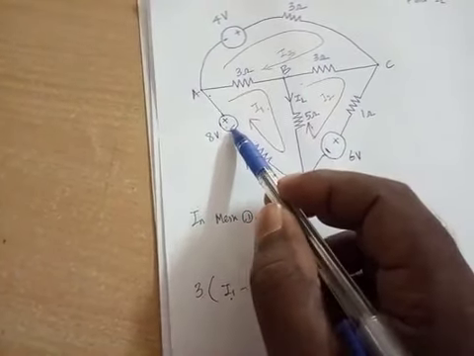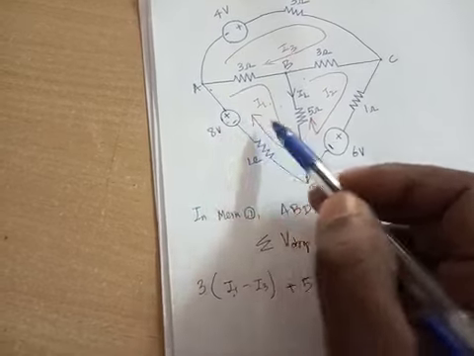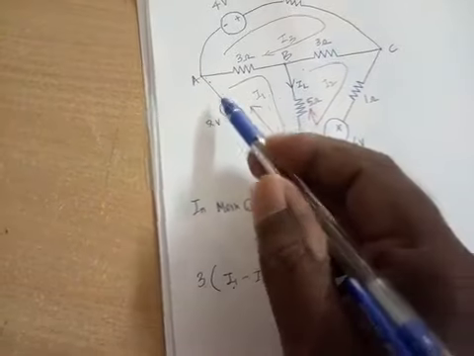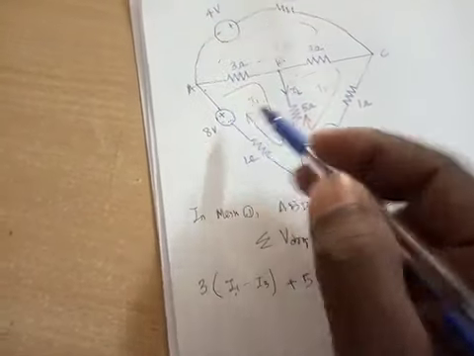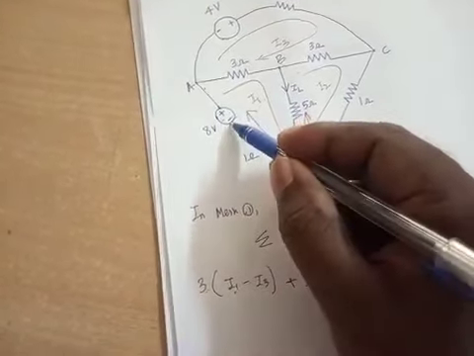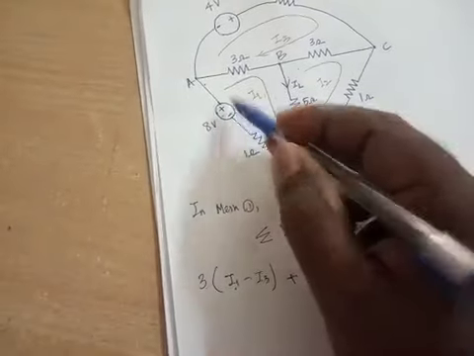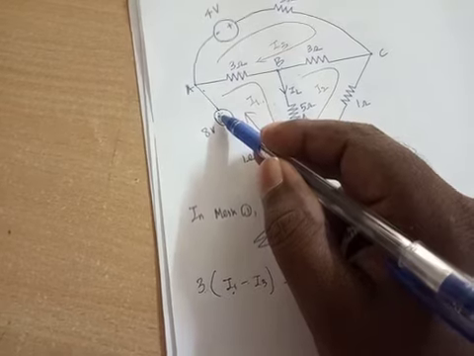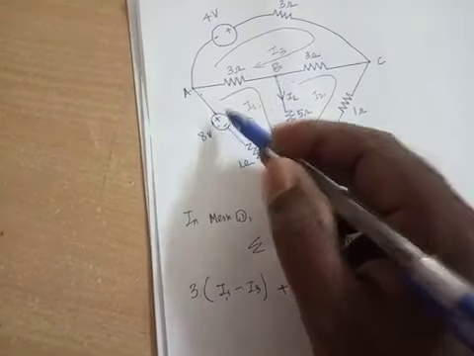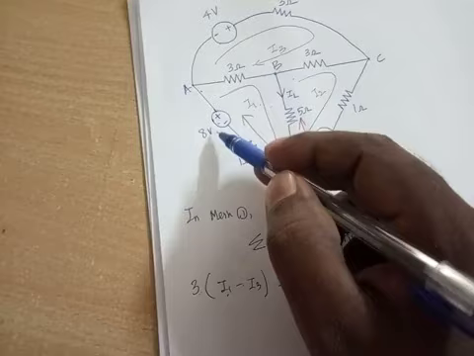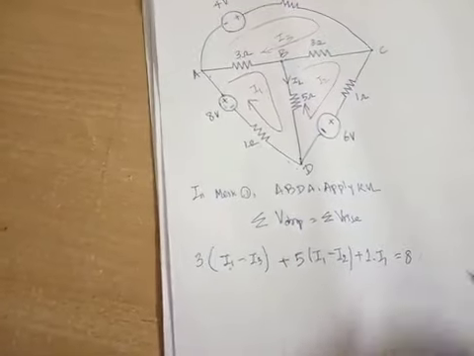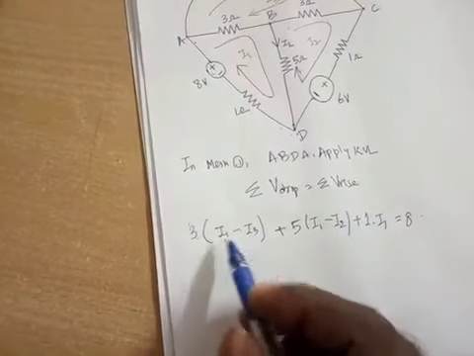Again, we have one more element, the voltage source. Now look at the current direction: A to B, B to D, then D to A. Current is flowing from D to A, which means negative to positive. Negative means low potential, positive means high potential. If the current flows from low potential to high potential, it is a potential rise. So equal to 8.